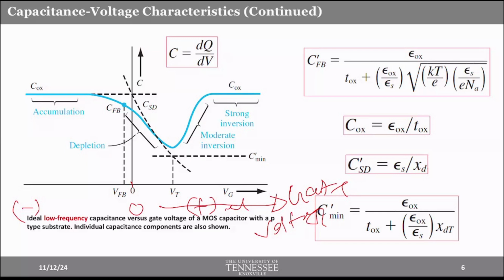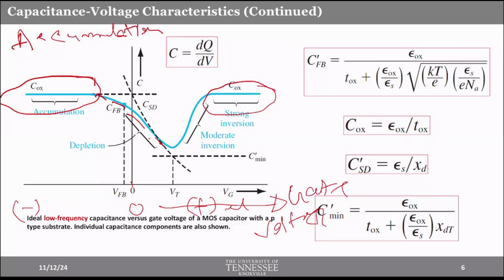So think about it. If we apply negative gate voltage, what region is the MOSFET in? Accumulation region, right? In the accumulation region, the oxide capacitance, the MOSFET capacitance, is constant. Do you see it? This is the accumulation region. But when it goes to the depletion region, it doesn't remain the same, and I will explain why. But let's look at the strong inversion region first. Why, at the strong inversion region, when we apply very, very positive voltage, does the capacitance also remain constant?